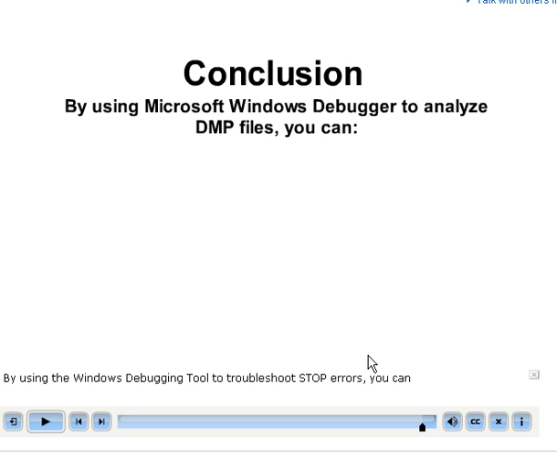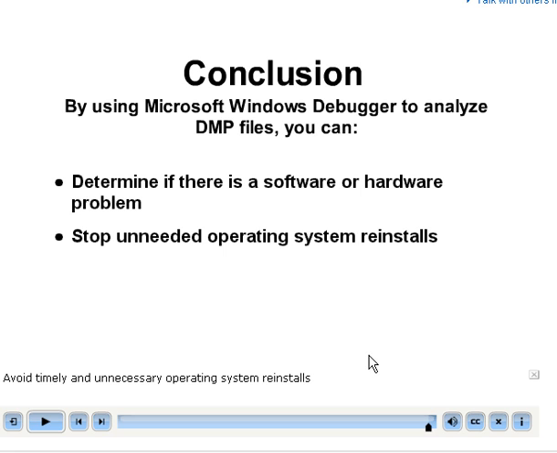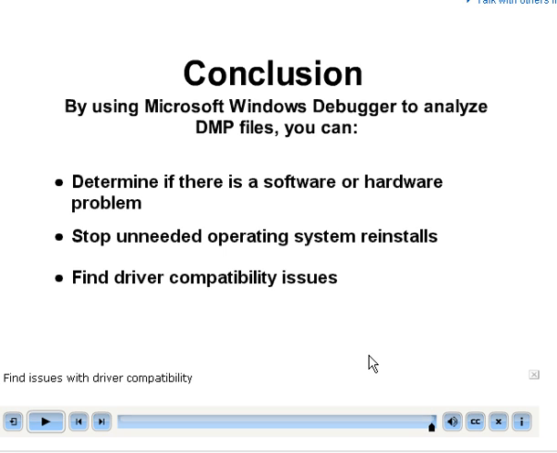By using the Windows debugging tool to troubleshoot stop errors, you can determine if a stop error is caused by hardware or software, avoid timely and unnecessary operating system reinstalls, or find issues with driver compatibility.